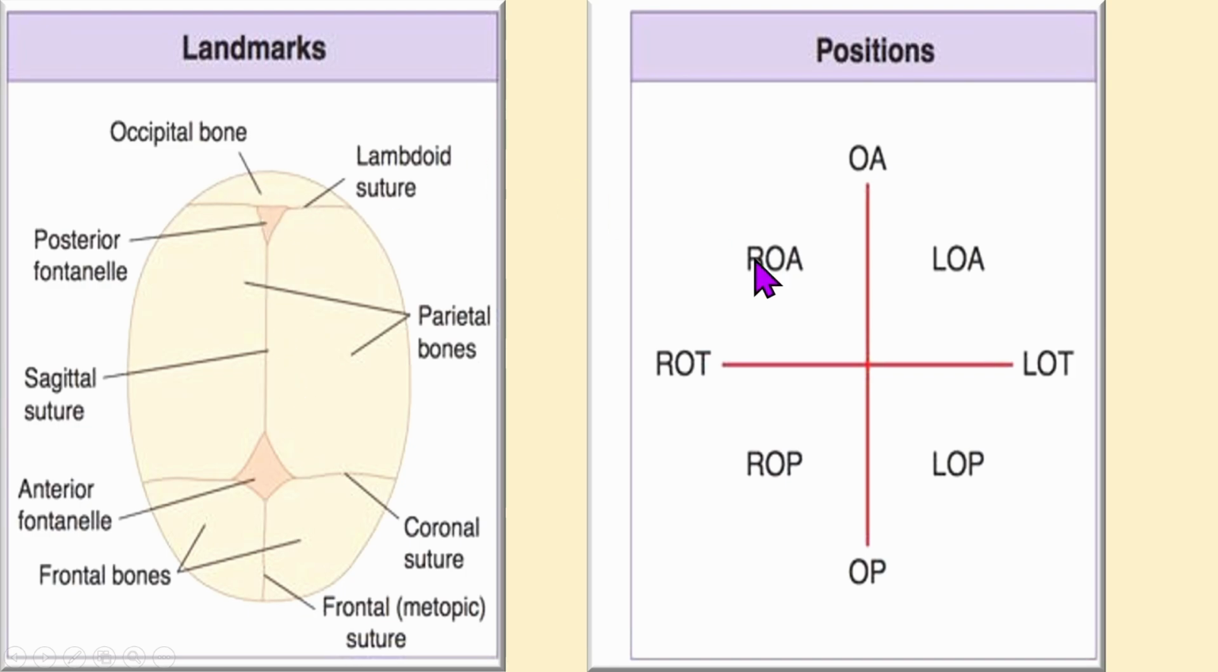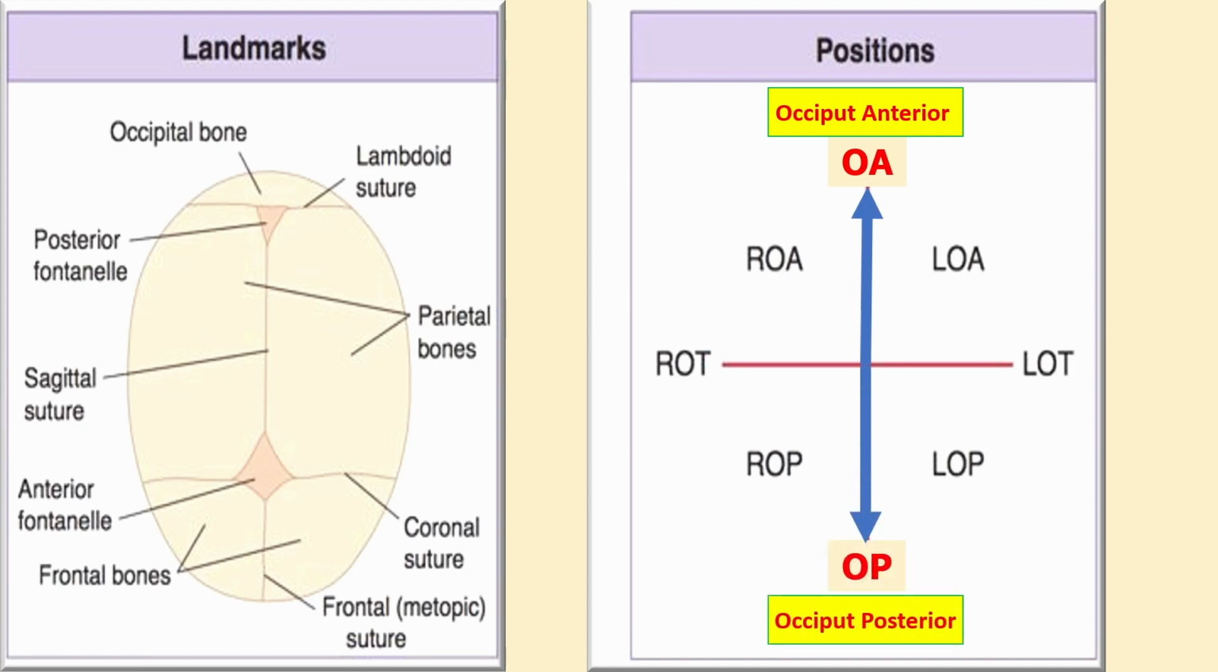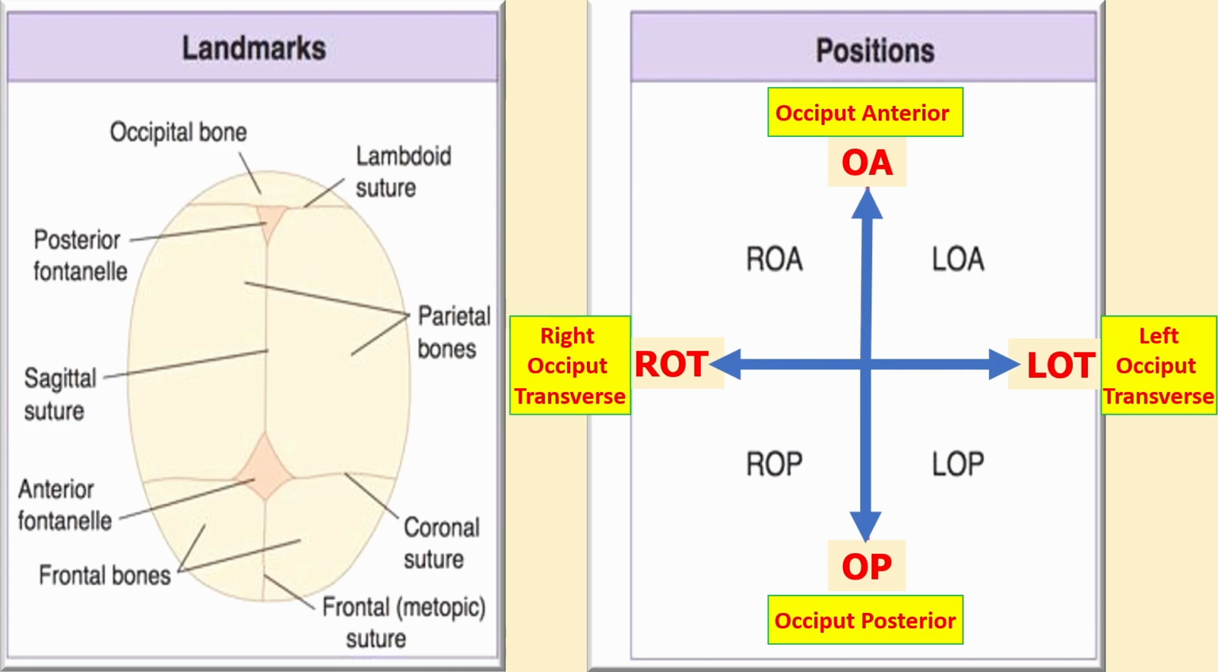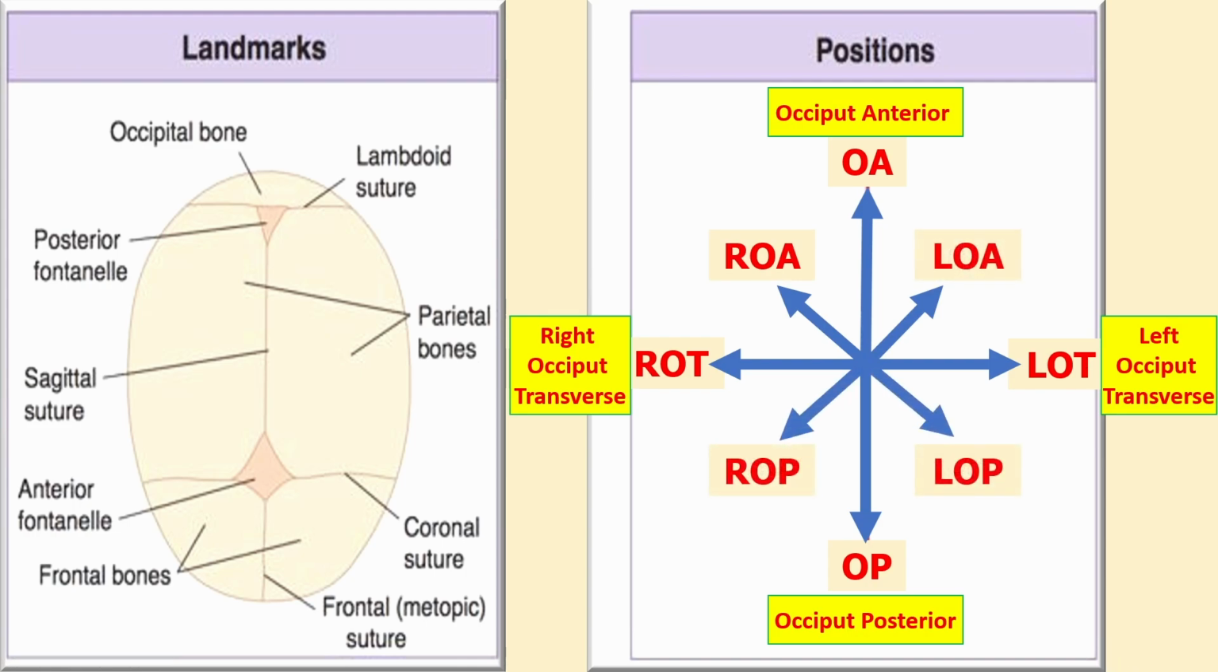If the occipital bone is toward the pubis, it is the occiput anterior. If the occipital bone is toward the sacrum, it's an occiput posterior. The others are, if it's on the right side, it's a right occiput transverse. If it's toward the left, it's a left occiput transverse. Here are the four most commonly presented during labor: the right occiput anterior and the left occiput anterior, the right occiput posterior, and the left occiput posterior. So these are the important positions.